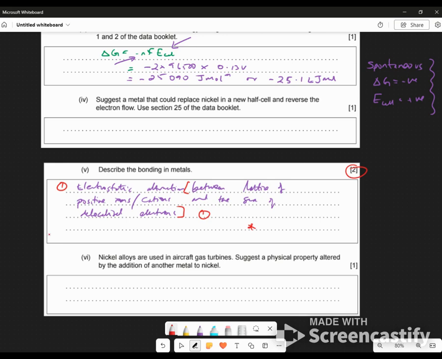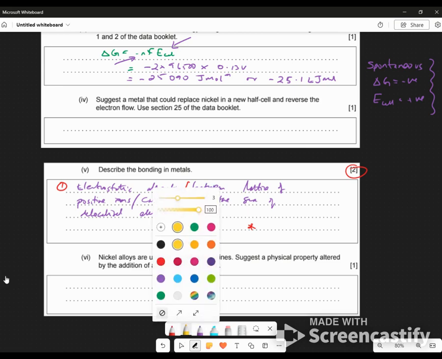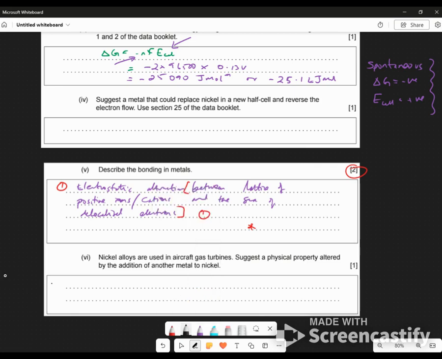Nickel alloys are often used in aircraft gas turbines. Suggest the physical property altered by the addition of a metal to nickel. In other words, what does alloying do? Now I'm going to read these out straight from the answers as well. Let me get a black pen. It changes the malleability. Makes them less malleable. Increases the tensile strength. Tensile strength goes up. They're stronger. Obviously, I never thought of this, but it's obvious, really.